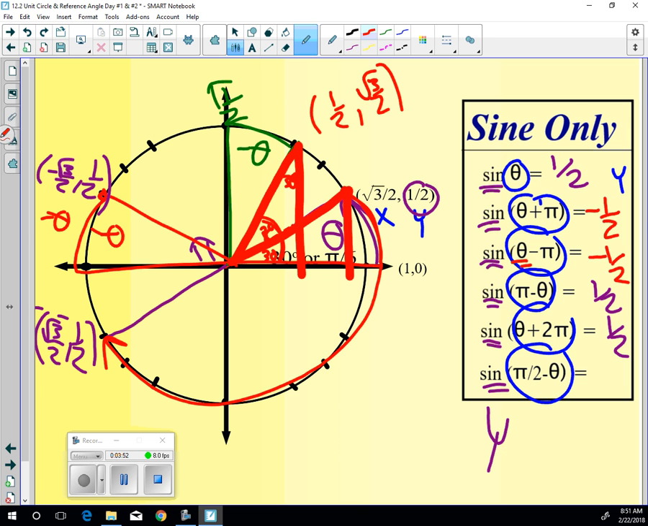The reason they switch around is pi over 2 minus theta. It's called complementary, and it just reverses the triangle. So what's the y of this one? Square root of 3 over 2.